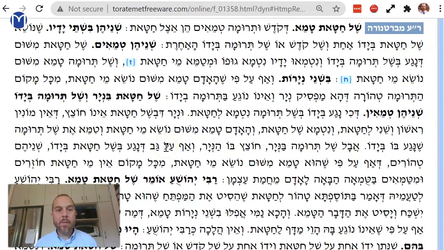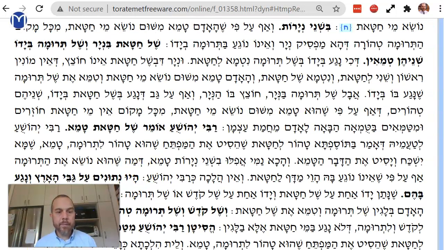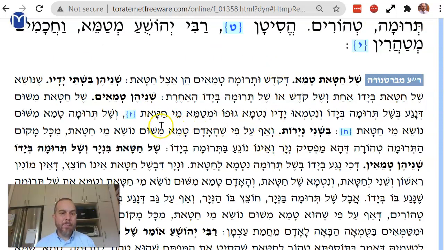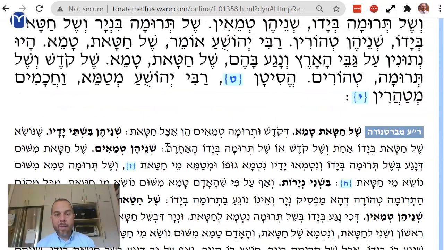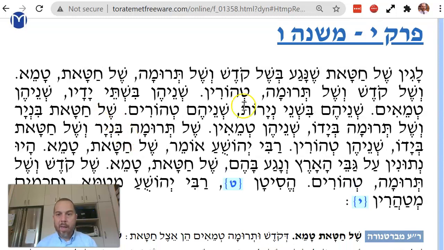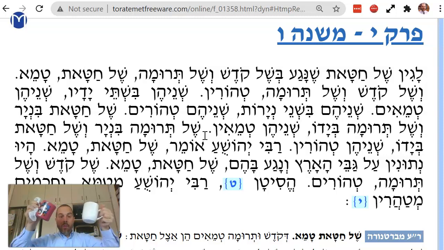Shnehem tehorim. Why are they both tehorim? Even though I'm carrying this thing, nosei chatat, I'm still tamei. Mikol makom, the truma is tahor. Why? Because I'm holding it there with a piece of paper. There's blocking. That's why you have to pick things up with pieces of paper. Shel chatat b'niyar v'shel truma b'yado, shnehem tameim. If I hold the chatat with a piece of paper, but this one with my hand, then they're both tamei. It makes sense.